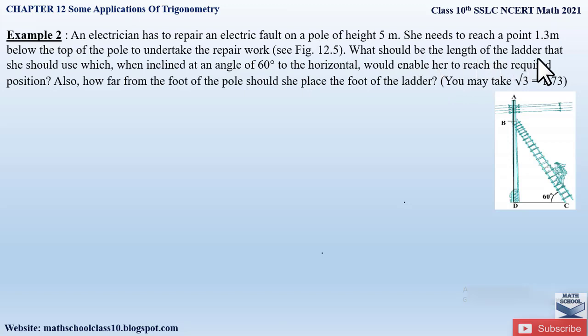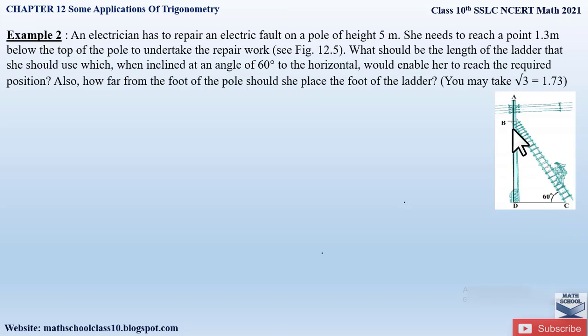What should be the length of the ladder that she should use, which is inclined at an angle of 60 degree to the horizontal? So we have to find out the length of this ladder BC, which is inclined 60 degree from the horizontal, that would enable her to reach the required position. At this angle of 60 degree, she will be able to reach this point B. Also, how far from the foot of the pole should she place the foot of the ladder? We also have to find this out. This is the foot of the pole and this is the foot of the ladder. So we have to find out this distance DC.